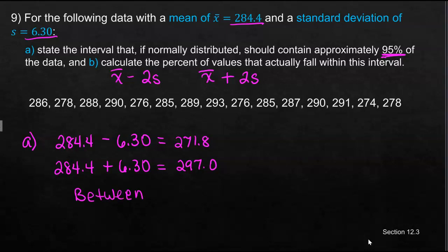So we need to be between 271.8 and 297.0. Okay, so we're going to see how many of those fall in that range. Well, this one works out kind of funny because actually all of them do. If you look through, you're going to see none of them are below 271.8. Right? Just look through it. And none of them are above 297.